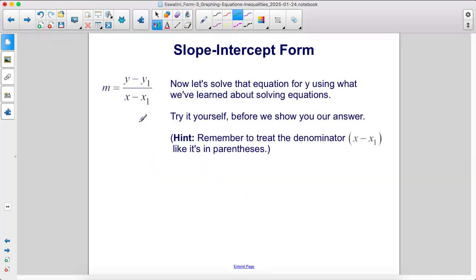Now let's solve that equation for y, using what we've learned about solving equations. Try it yourself before we show you our answer. Hint, remember to treat the denominator x minus x1 like it's in parentheses.